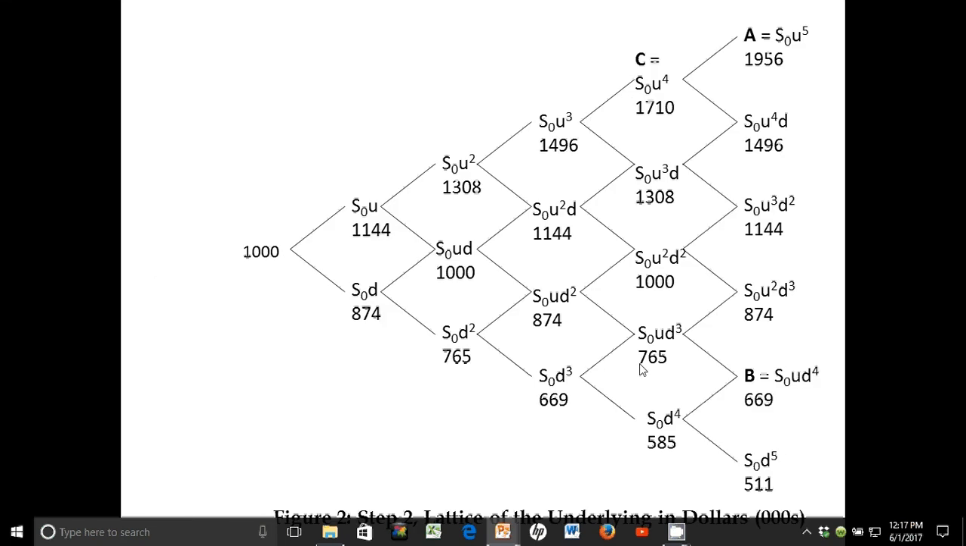Our calculated node values for the lattice of the underlying asset is now complete. Notice the first two values calculated from the up jump and down jump formulas, 1144 and 874. Pay special attention to nodes A, B, and C for future reference.